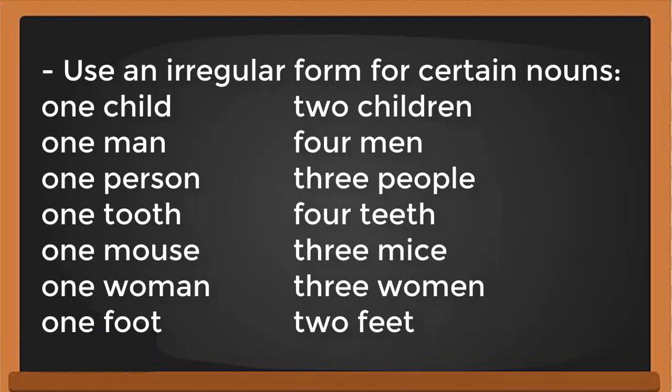Also, there are irregular forms in certain nouns. The change is not adding es or s or ies, ves, but you have to change or add something to the noun. For example, child becomes children. Man, men. Person, people. Tooth, teeth. Okay, you have to change that into a certain form.